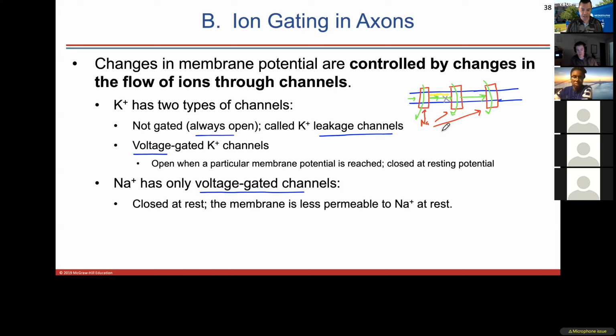We have voltage gated channels that only open when stimulated by certain phenomena. Sodium voltage gated channels are stimulated by an electrical current. Voltage gated channels generally are stimulated when they reach a certain membrane potential. Let's look at a picture of one, better than my drawing.